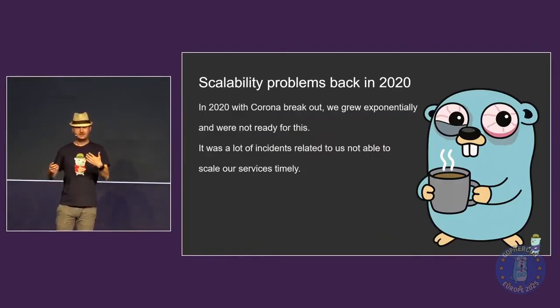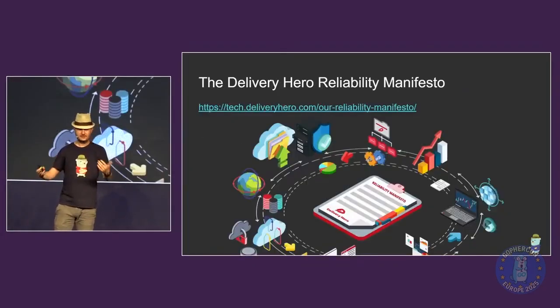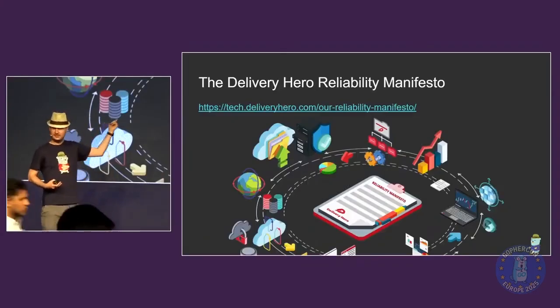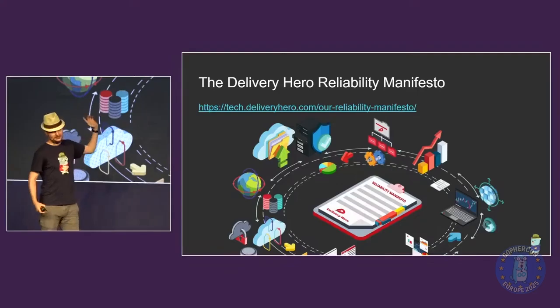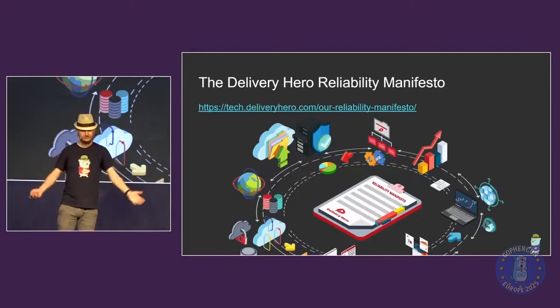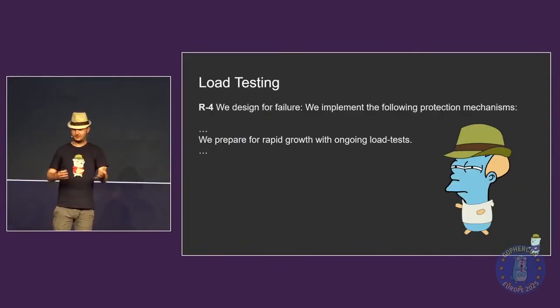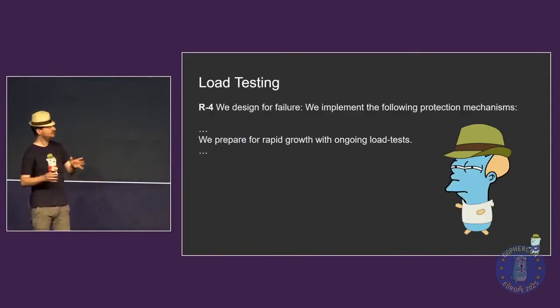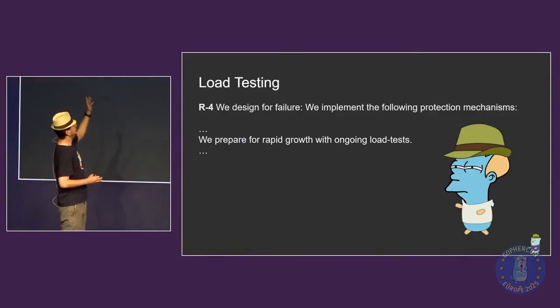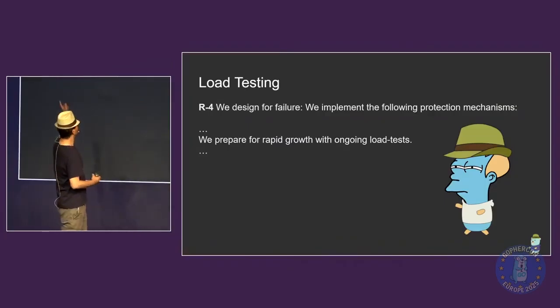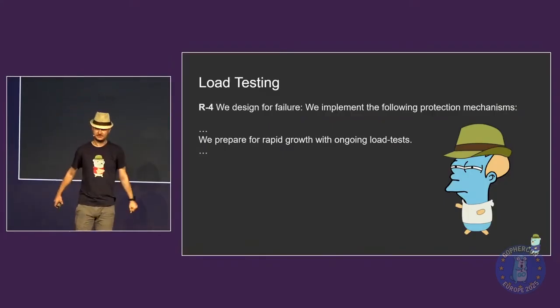And to bypass these problems, we created the so-called reliability manifesto. This is a very interesting document. I really suggest you read it. Today we will go through one part of this document, which is exactly about reliability, and it states: we design for failure, and we prepare for rapid growth with ongoing load testing.